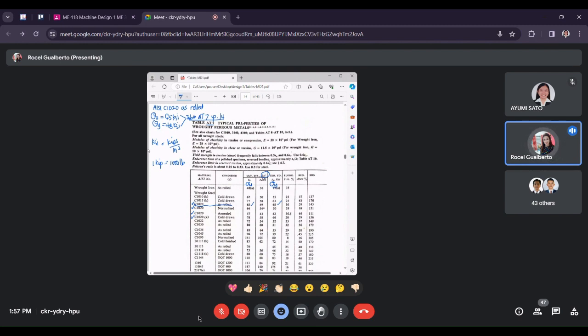Yan po ay kinopya nyo lang sa iyong katabi. Okay? Kaya wala kang nilagay na table number and okay, yung page number po. May question po tayo? Applicable pagdating kay integral. Okay. Now, yung mga kasunod po, ganito din po yung gagawin nyo.